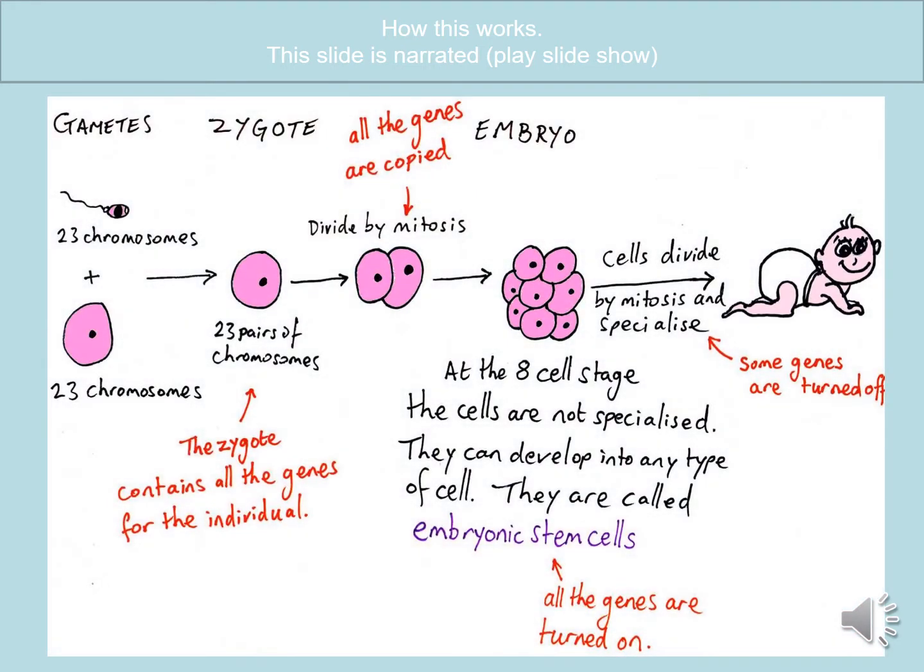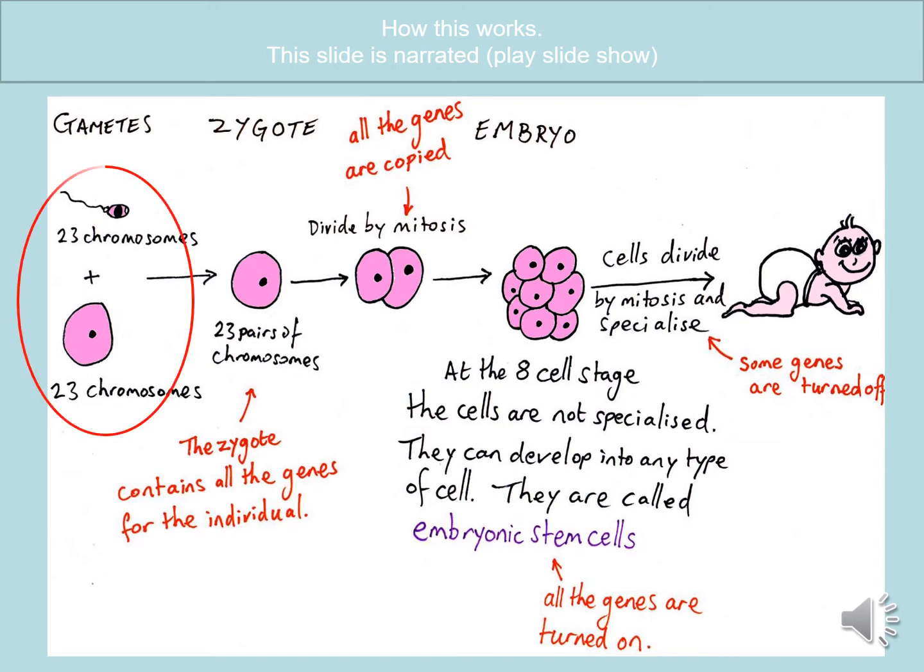So this slide goes through some of the key terms that are needed for this part of the topic. At the top of the slide, you can see three keywords in capital letters: gametes, zygote, and embryo. And I'm going to talk through these in the diagram and explain how they fit together. So we'll start off with the gametes.